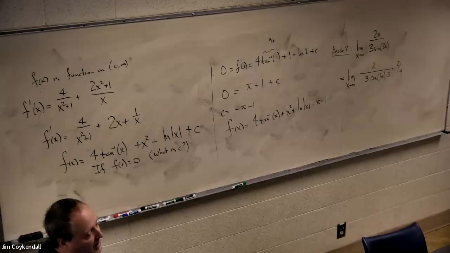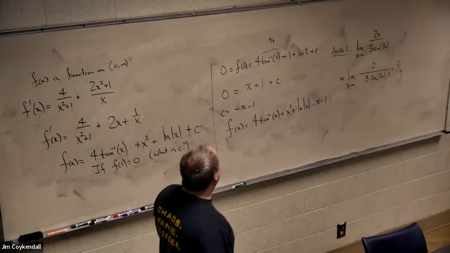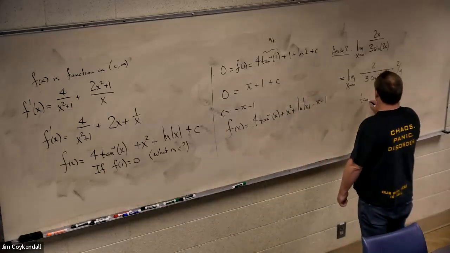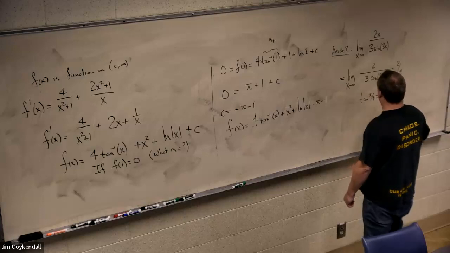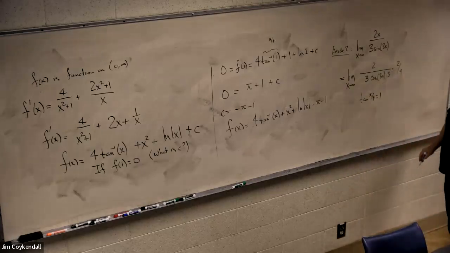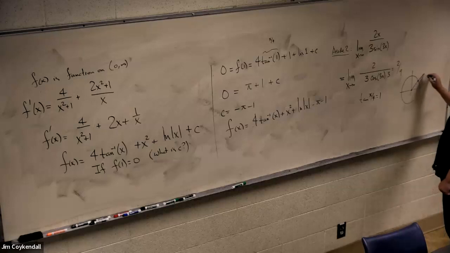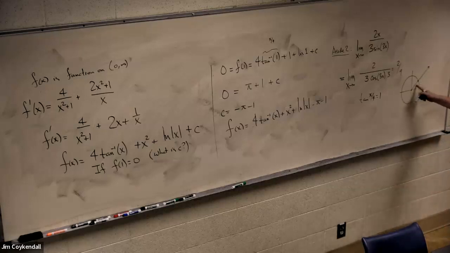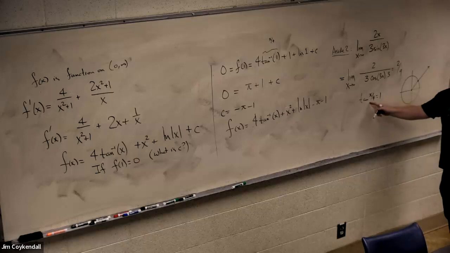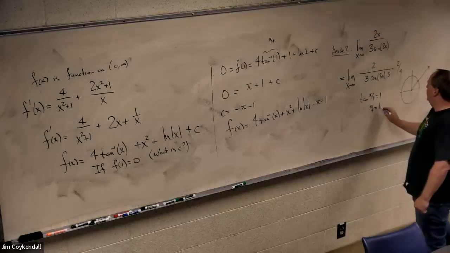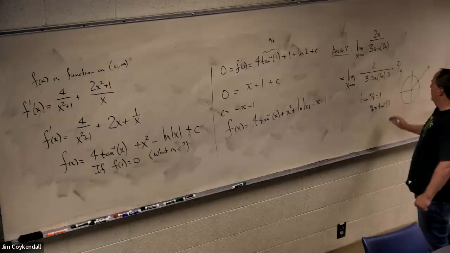Pi over 4 is the angle where the tangent is 1. So the inverse tangent of 1 is pi over 4. Are you familiar with that? So if you look on the unit circle, at pi over 4, the slope of that line is 1. Sine and cosine are equal, so the tangent of pi over 4 is 1. Right. So this means pi over 4 is the inverse tangent of 1.